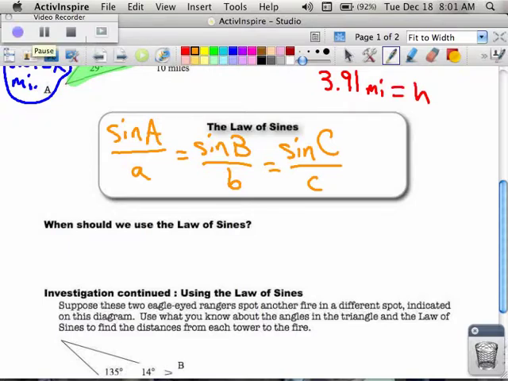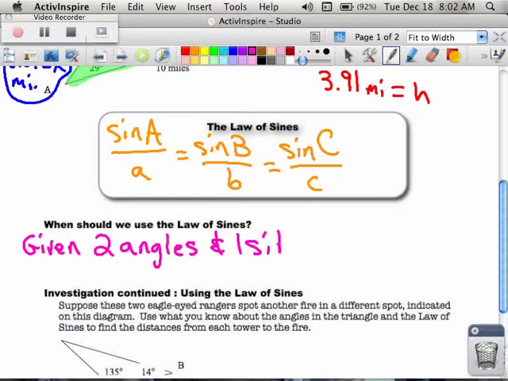The only time that you really should be using the law of sines is when you're given two angles and one side. If you're not given two angles and one side, then you should not be using the law of sines. Two angles and one side.